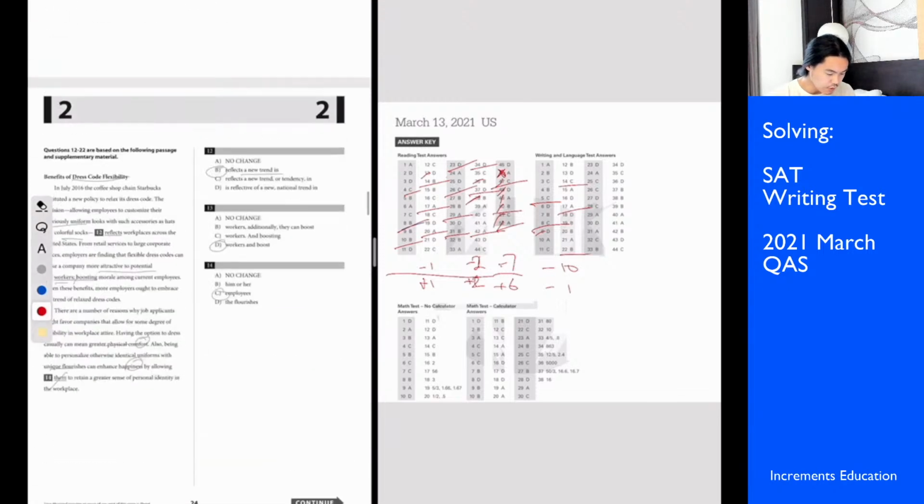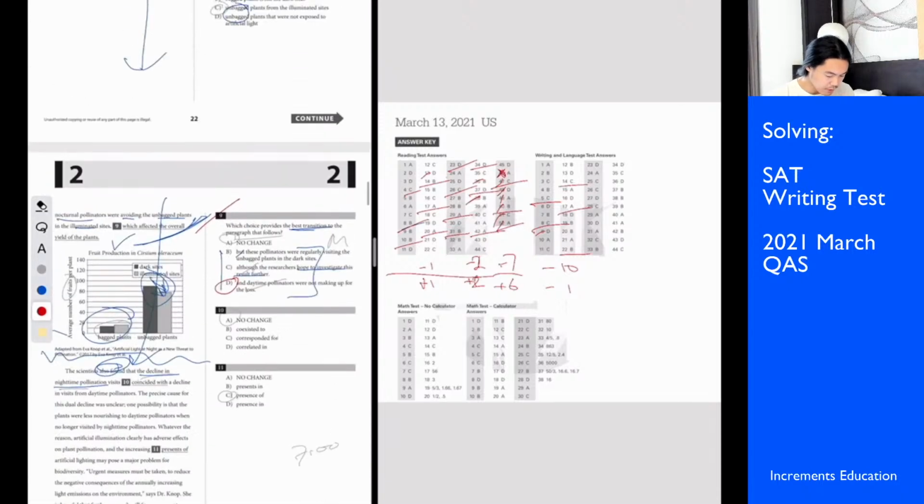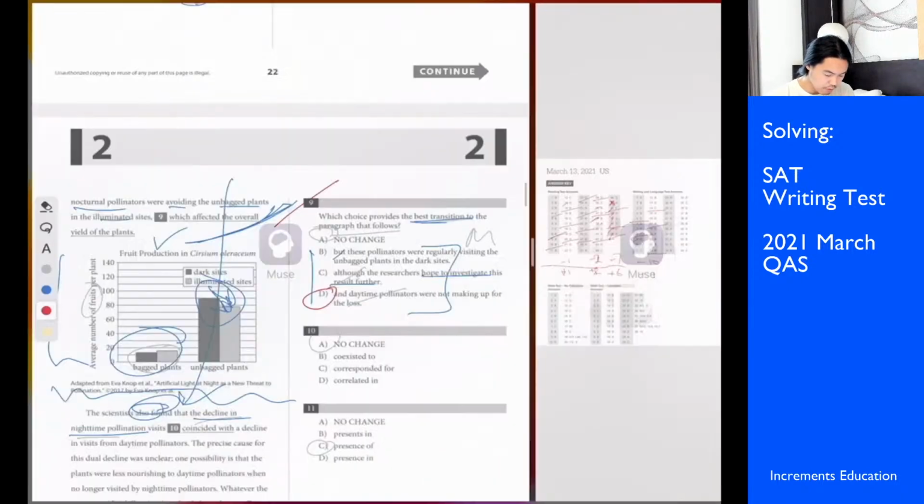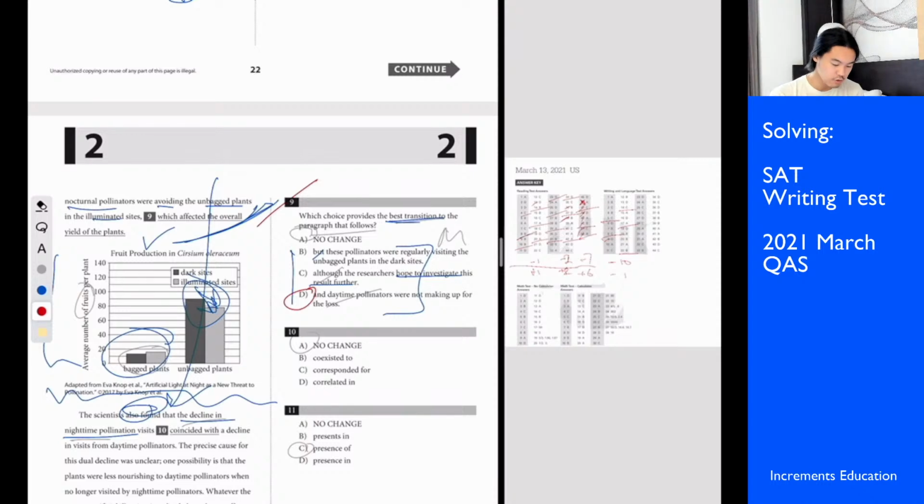All right. You know what? I'm just hurrying, but I really should investigate this right away. So let's look at this real quick. And daytime pollinators were not making up for the loss. This does connect it. And then this "and" makes a logical connection. Yes, I didn't read it. You know what? I was rushing.